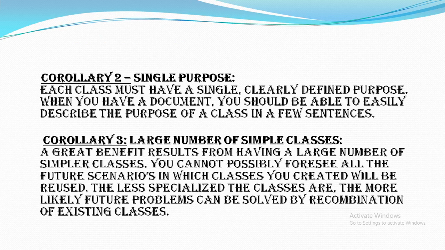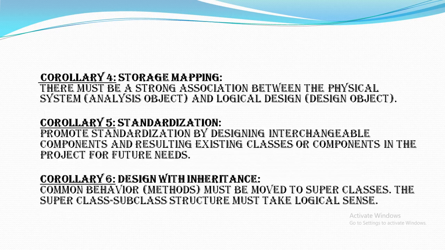When you write the documentation, you should be able to easily describe the purpose of a class in a few sentences. Corollary 3, large number of simple classes. Great benefits result from having a large number of simpler classes. You cannot possibly foresee all the future scenarios in which the classes you created will be reused. The less specialized the classes are, the more likely future problems can be solved by recombination of existing classes.